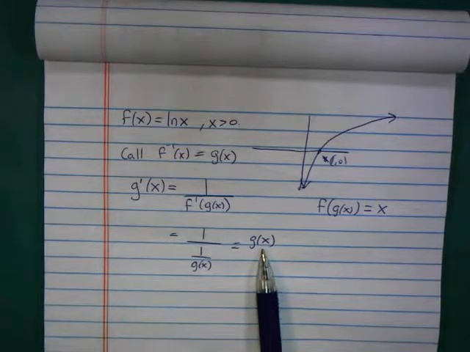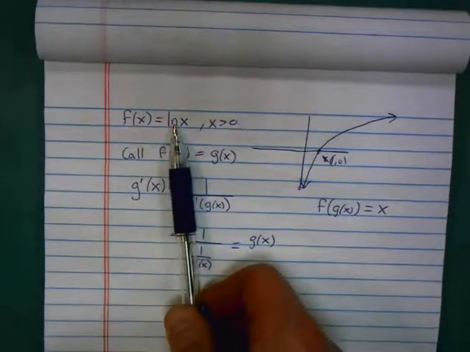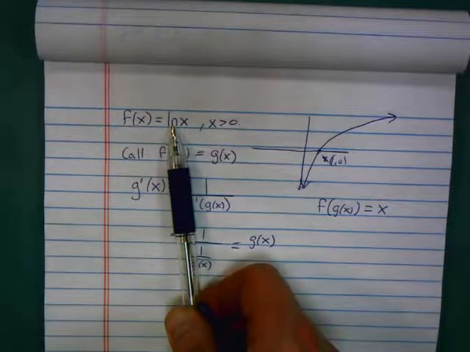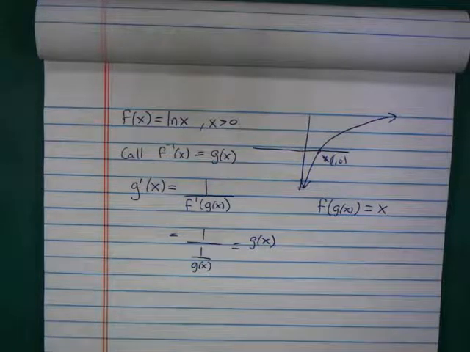There are only 2 functions in the world that do that. There are only 2 functions that when you take the derivative, you get itself back. One of them is e to the x, which happens to be the inverse of ln x. The question is, what's the other one? Nope, the derivative of ln x is 1 over x. You don't get the same thing back.